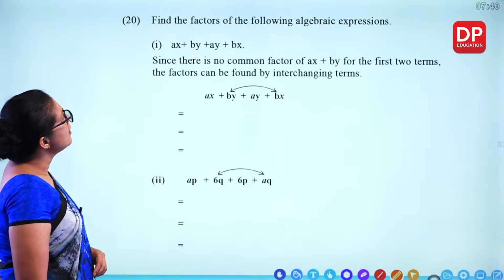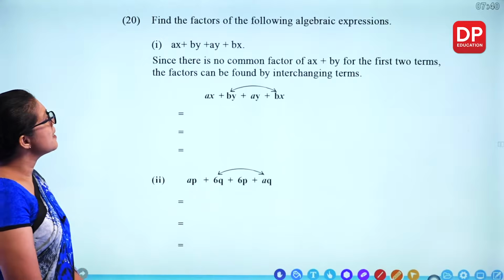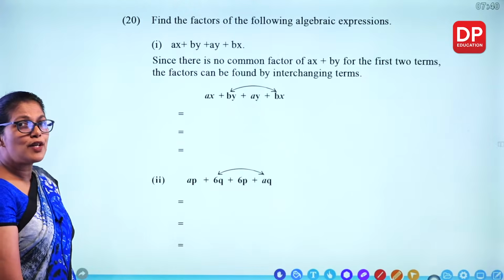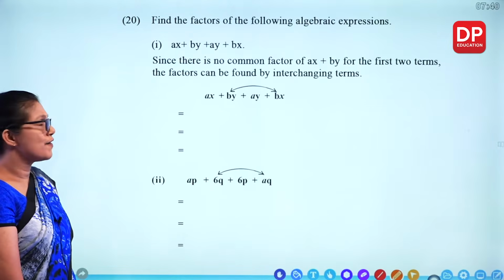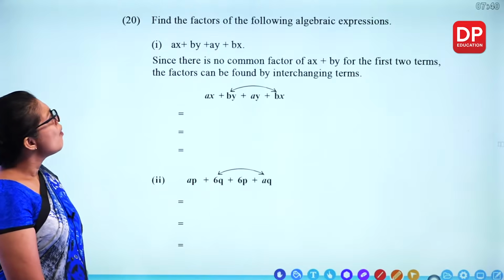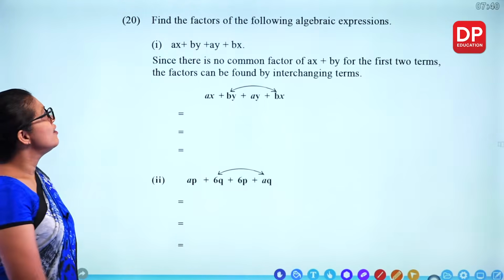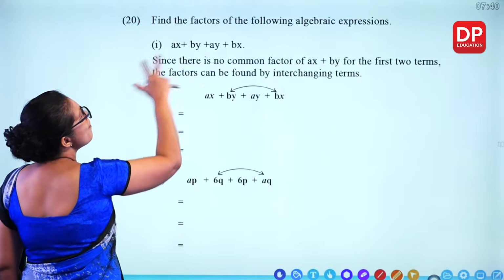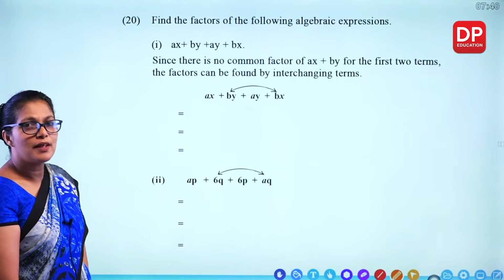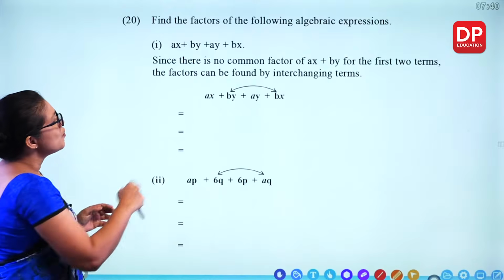Now the next one, find the factors of the following algebraic expressions: ax plus by plus ay plus bx. Now we discussed when you have 4 terms, you take first 2 separately and the next 2 separately. But what happens here when you take first 2 separately? You can't see any common factors. What can we do there? We can interchange the terms so that we get factors.